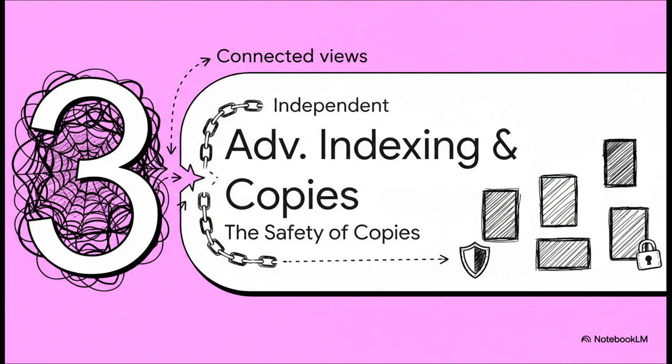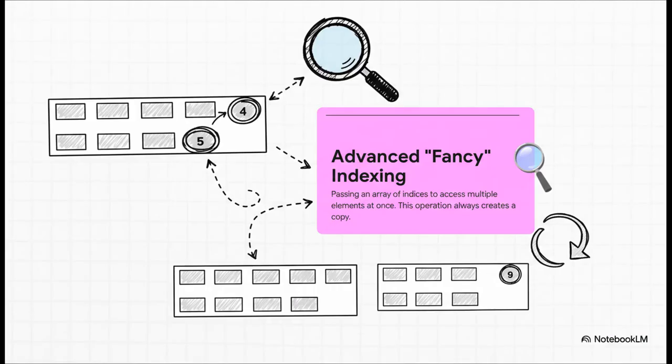So, now let's flip the coin. If basic slicing gives us this super fast but potentially dangerous view, how do we get a completely separate, safe, independent version of our data? Well, that's where a different type of indexing comes into play. We call this advanced or fancy indexing.